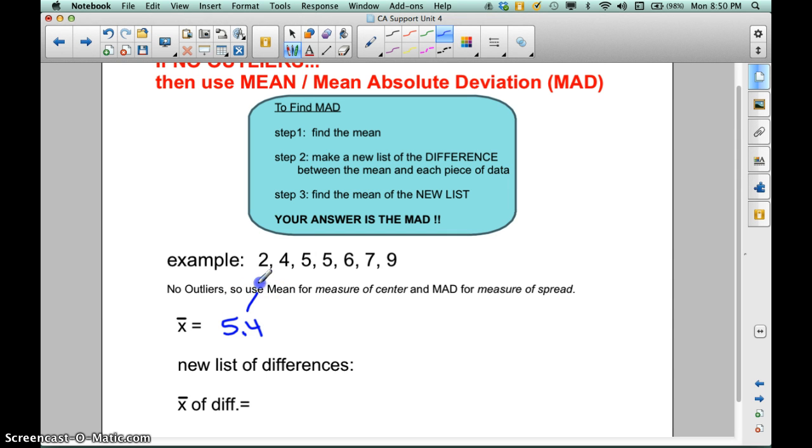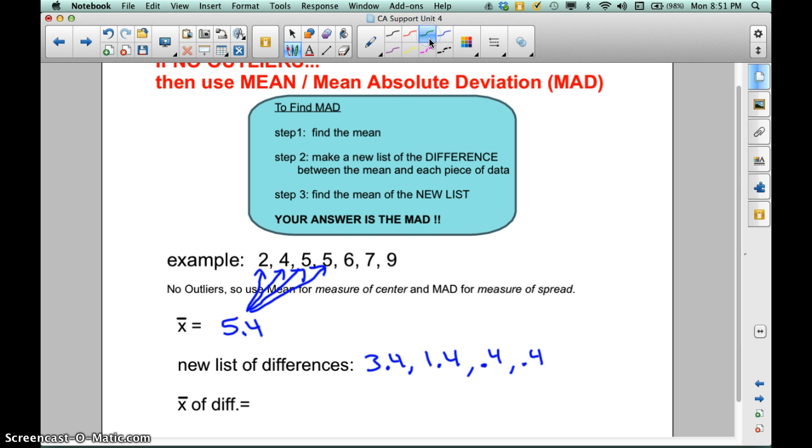So 5.4 minus 2 is 3.4, and that's our new first number in our list. Then I'm going to go ahead and subtract with the second number in the list. 5.4 minus 4 is 1.4. And you're going to keep going. 5.4 minus 5, that's just 0.4. You can do these on your calculator. Repeat as many times as it occurs in the original list. You should have the same number of new pieces of data in your new list.